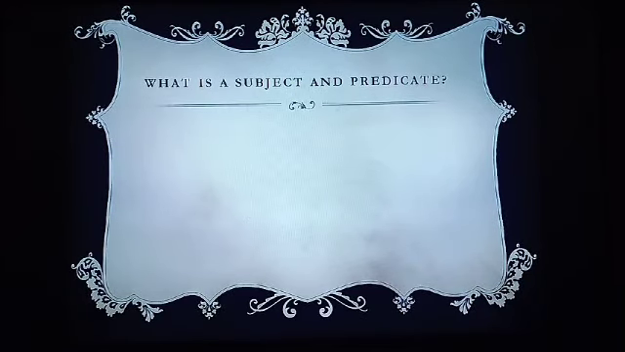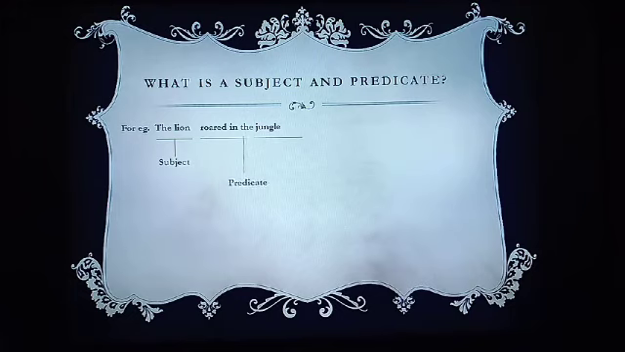Now we will discuss what is a subject and predicate. We will see, taking the same example we have started with, the lion roared in the jungle. In this sentence, the lion is a subject as it is the lion being spoken about in the sentence. Now, what the lion is doing: roared in the jungle. And as I have told you, what the subject does is the predicate, and in the given sentence, roared in the jungle is the predicate.